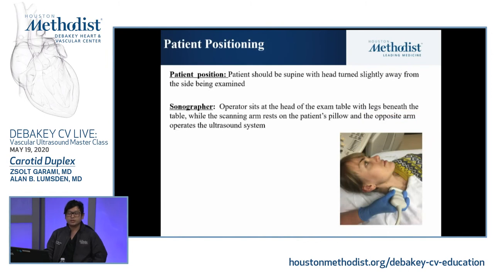Patient positioning. The patient should be supine with the head turned slightly away from the side being examined. The sonographer should be sitting at the head of the table when possible, and this is primarily for ergonomic reasons. The legs will be positioned beneath the stretcher, and the arm will be beside the patient's head, resting on a pillow ideally, and your opposite arm is operating the ultrasound system.